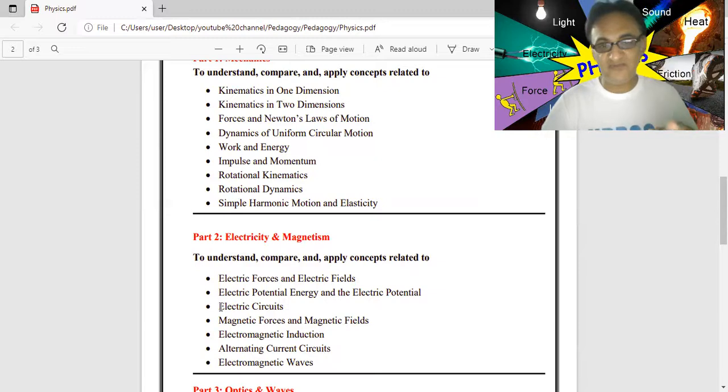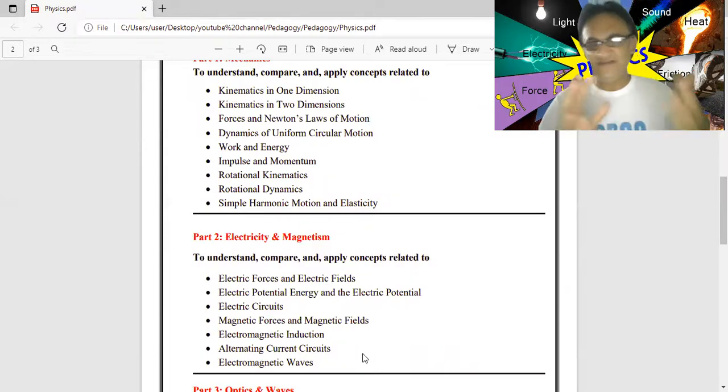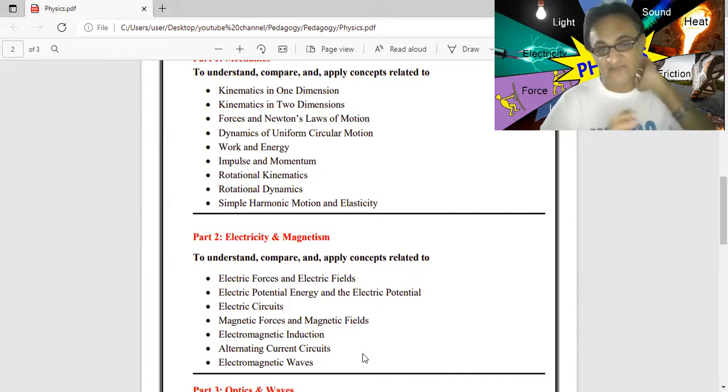Okay, so electric force and electric fields, electric potential energy and electric potential, electric circuits, magnetic forces and magnetic fields, electromagnetic induction, alternating current circuits, and electromagnetic waves. This is also an interesting topic, and these are real life applications. You know, if you're an engineer, an electrical engineer, these topics you have to study for that. So for part 2, you have to focus on these topics or subtopics.